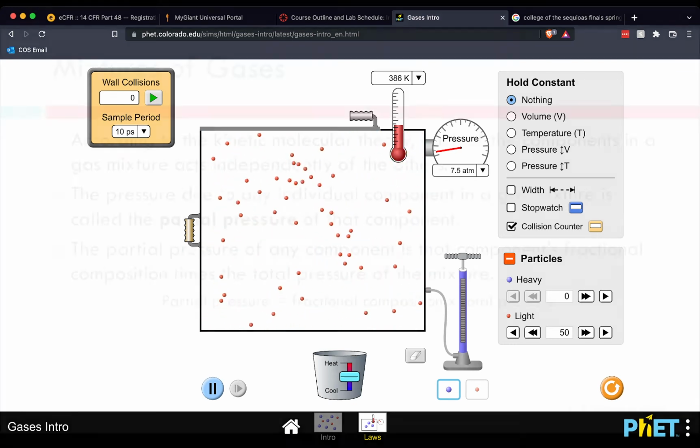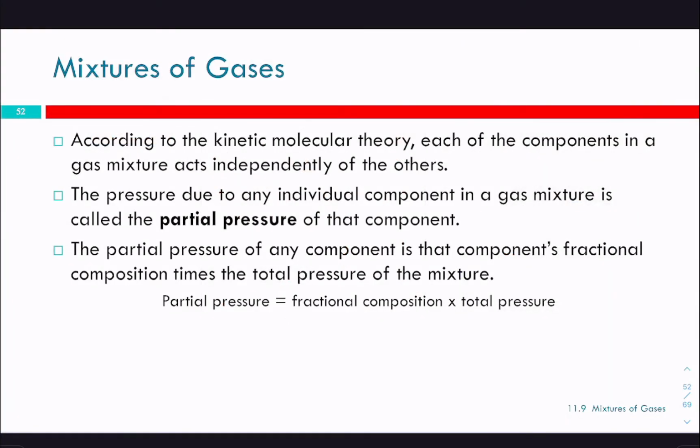So it doesn't really matter what type of particle we have. The amount of particles, or the pressure of the particle, is its partial pressure for each type of component. This sentence is a little densely worded. So the partial pressure of any component is that component's fractional composition times the total pressure of the mixture.